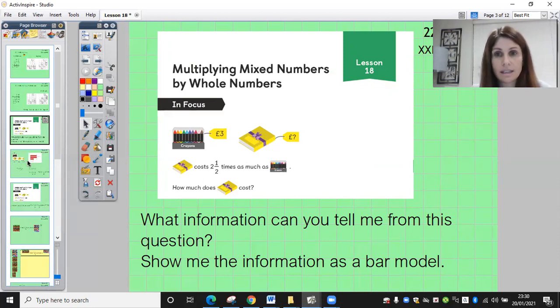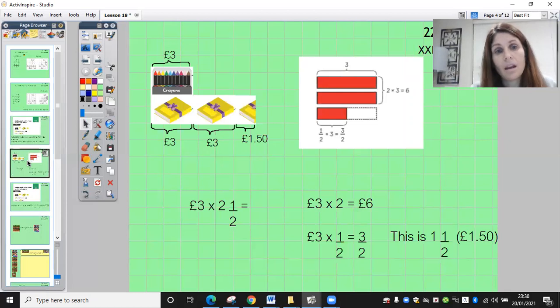Right, well done. So let's have a look and see what that looks like. Right, okay, now I've actually drawn my bar model here by using the images. It might actually make a little bit more sense for some of you, hopefully. So we know that the crayons cost £3. We know that the books are 2.5 that amount.